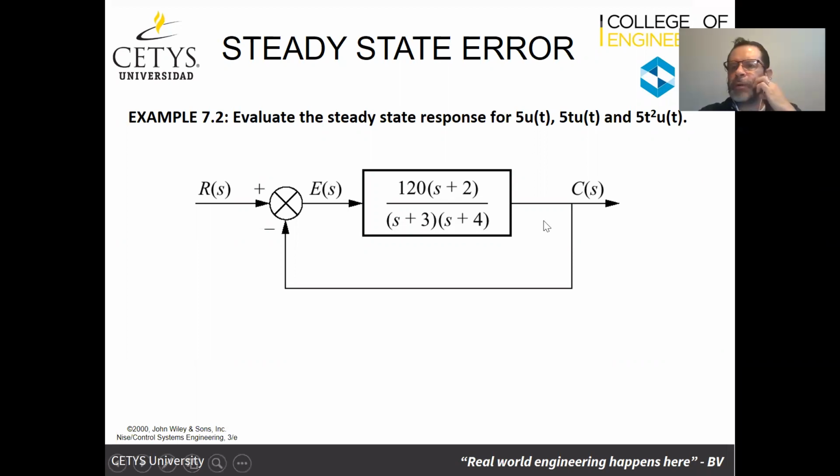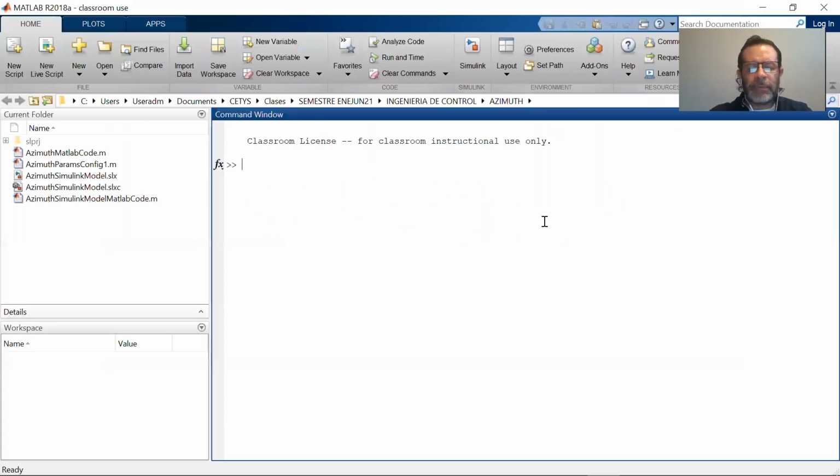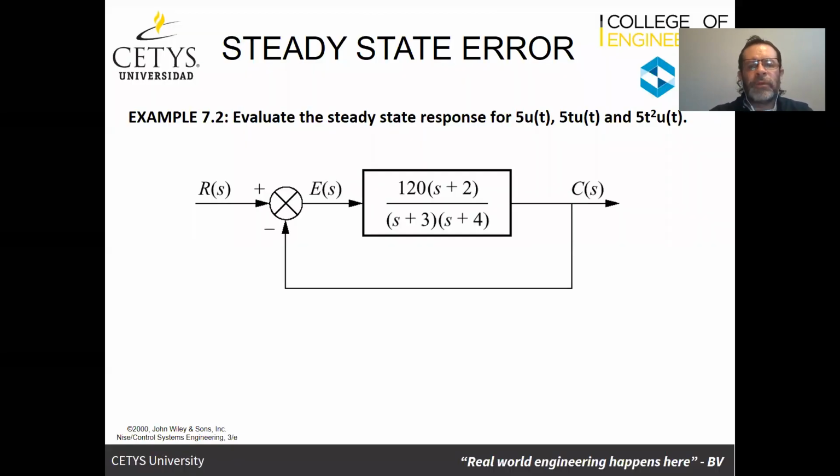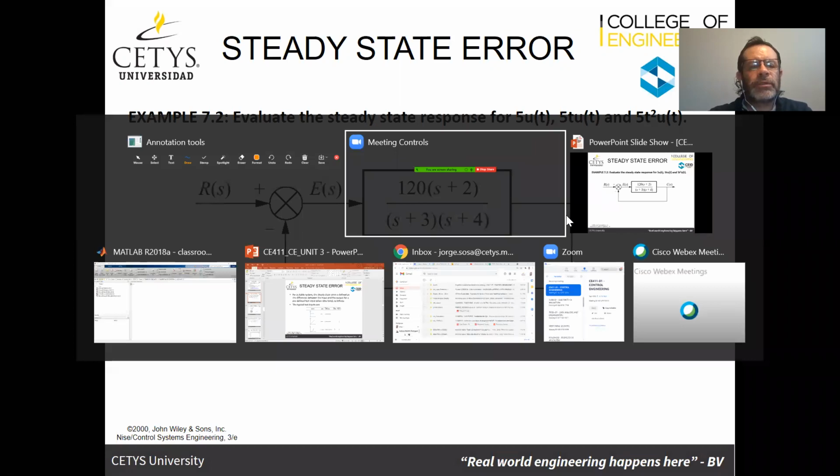Okay, so we're going to implement this system in MATLAB, and we're going to analyze the steady state. Now, what I'm going to do over here in MATLAB is a clc. I'm going to first define the system. So the transfer function that we've got here in the middle, we're going to be calling this G(s). That's going to be G(s), and that's the first thing that we're going to define.